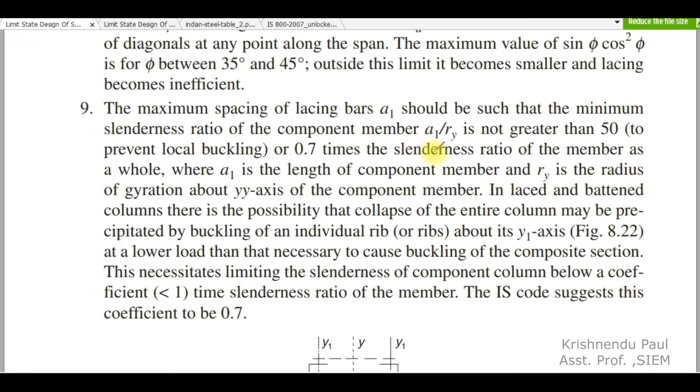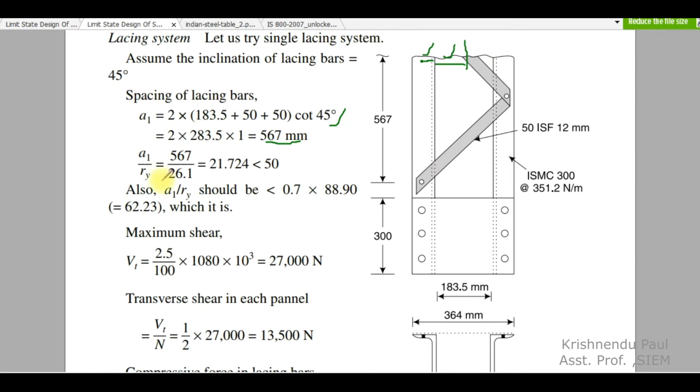So read this: a1 by ry should not be greater than 50, or 0.7 times the slenderness ratio of the member as a whole. So you have to check this condition. So a1 by ry, ry you see that is 26.1. It will not be rz, be careful at this point. You have to use the original ry. So this a1 by ry is equal to 21.724, that is less than 50, hence okay.